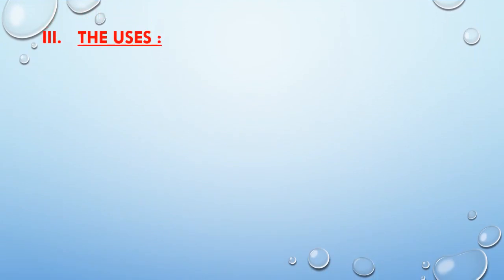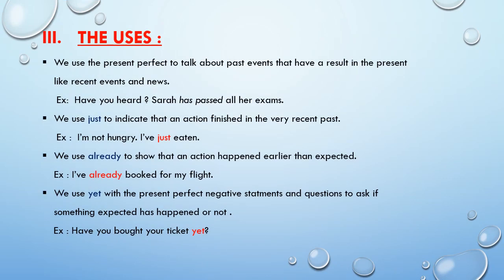So one of the uses of the present perfect is when we use it to talk about events that have a result in the present, like recent events and news. Look at the first example. Have you heard? Sarah has passed all her exams. It means Sarah has passed all her exams recently. Two, we use just to indicate that an action finished in the very recent past. Example: I'm not hungry. I've just eaten.